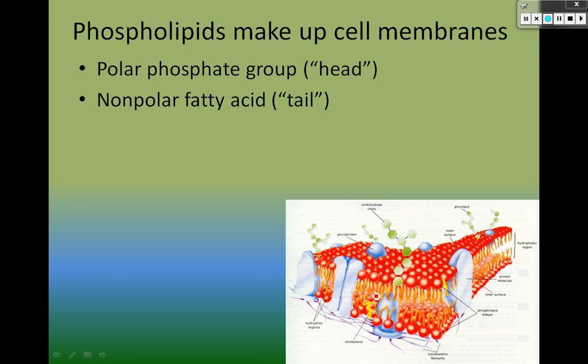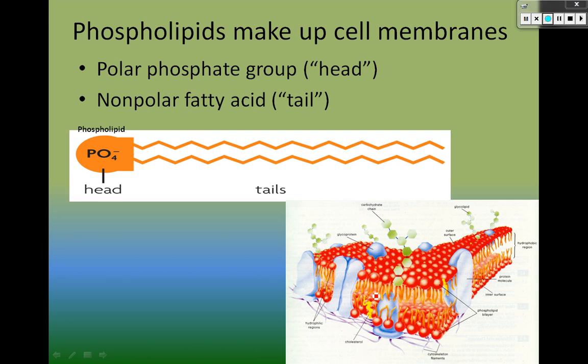Then we also have phospholipids that make up cell membranes. Phospholipids have a polar phosphate group, which is the head, and a nonpolar fatty acid, which is the tail, generally two nonpolar fatty acid tails. This is the head part, called a phosphate group, and it has a negative charge. It's actually quite negative. If you remember back to ions in 7th grade, you had ions with a 2+ or 2- charge. Phosphate actually has a 3- charge, so it's quite negative.